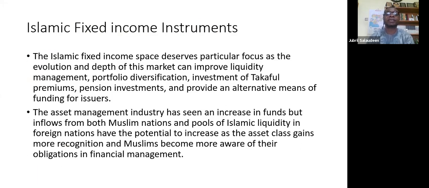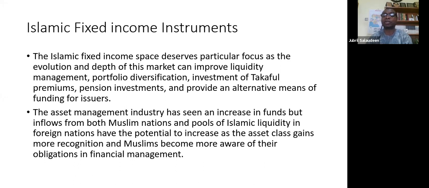So Islamic fixed income instruments deserve particular focus, as the evolution and depth of the market can improve liquidity management. When you have fixed income instruments, you're looking at diversifying your investment portfolio. So your investments of takaful premiums and pension investments, and they provide an alternative means of funding for issuers. You are able to structure your fixed income instrument to actually play actively in this light.